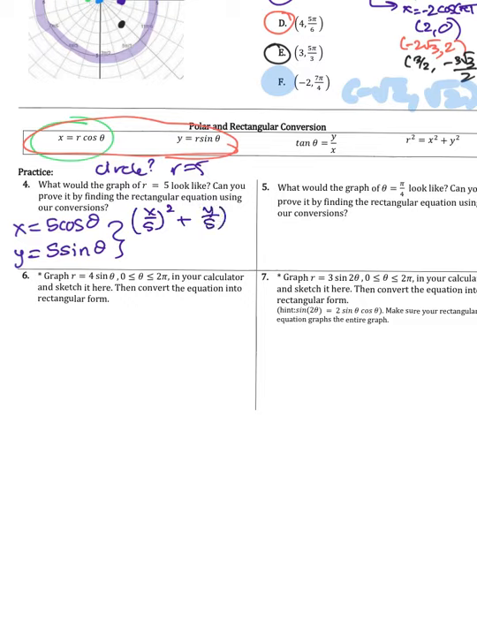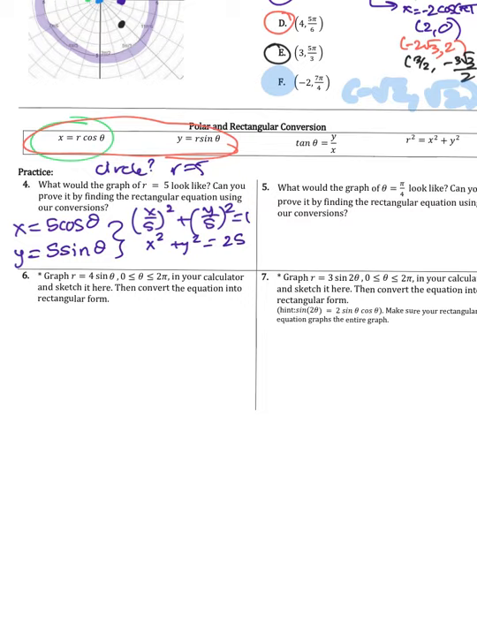y over 5 is what sine is, and we can square that, and that would be equal to 1. Sine squared plus cosine squared equals 1. And if we simplified this out, we would get x squared plus y squared equals 25, which is the equation of a circle with a radius of 5.